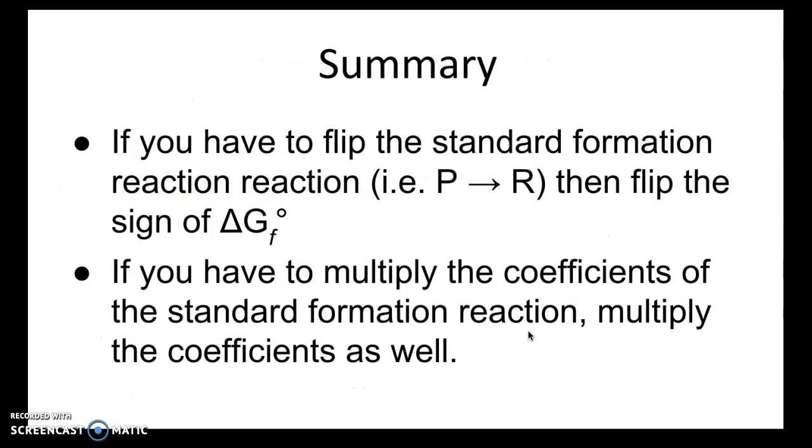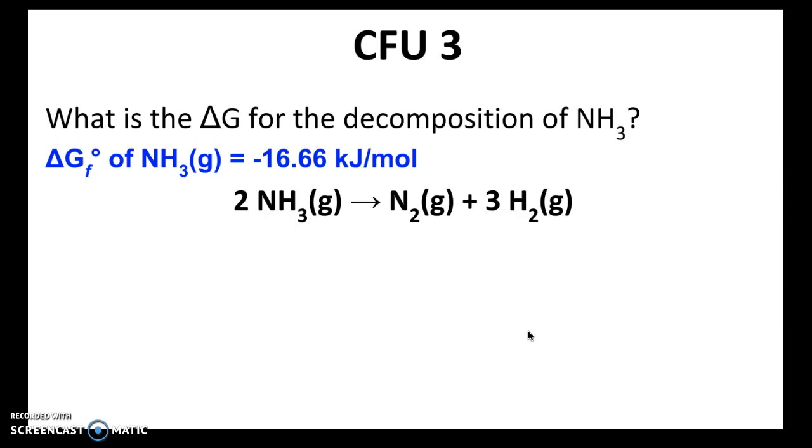Okay, so in summary, if you have to flip the standard formation reaction, then you flip the sign of delta G. And if you have to multiply the coefficient of the standard formation reaction, multiply the coefficients as well. And when I say multiply, that can also mean divide. Maybe you're dividing by 2 instead of multiplying by 2. That's fine. All right, you're going to try it with these CFUs. So take a moment, read the CFU, and pause the video now. When you press play again, the answer will be revealed.